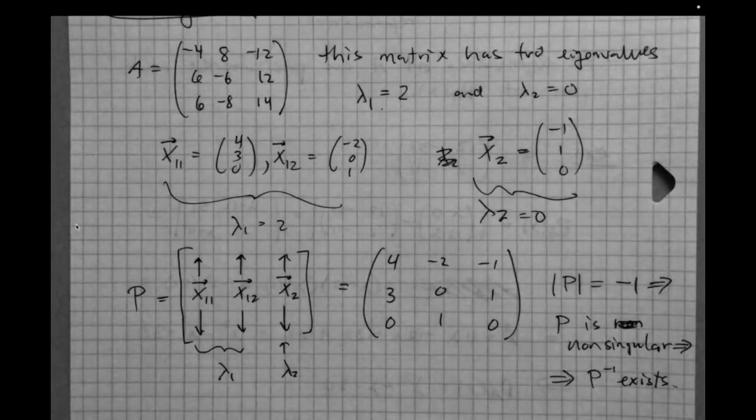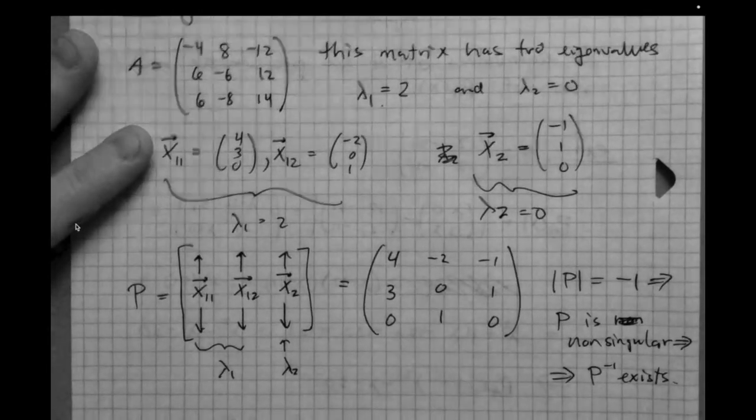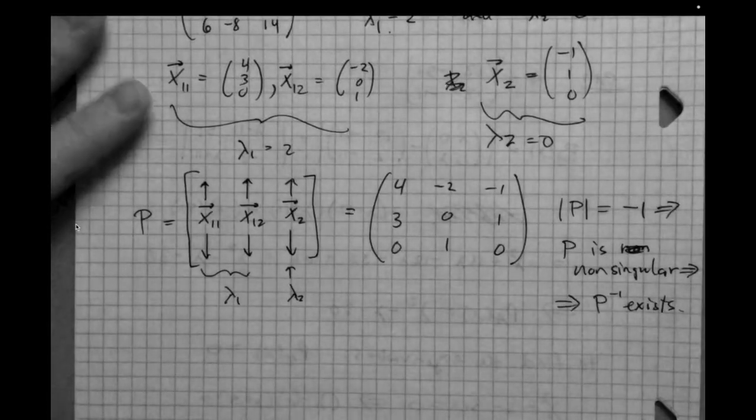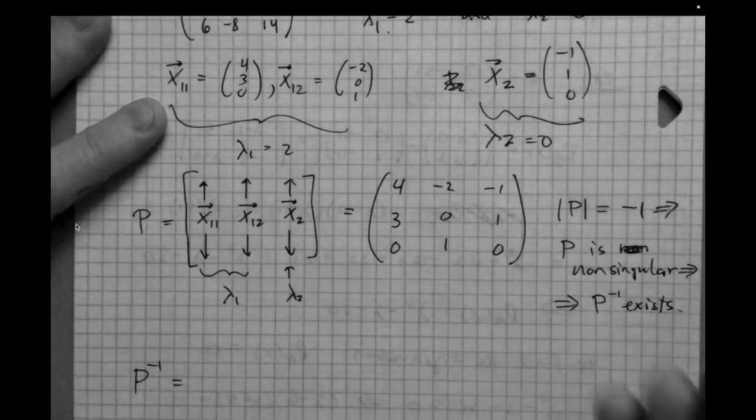Now, there are several ways to identify the inverse of a matrix, some of which we've talked about, but we do need the inverse now, right? And so you could just use row reduction.